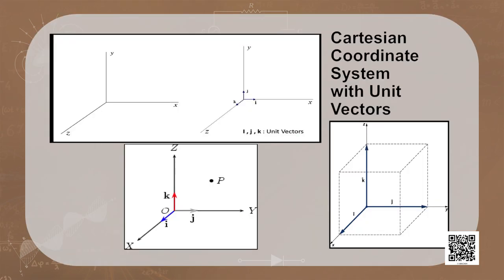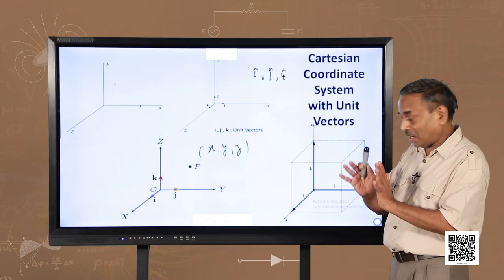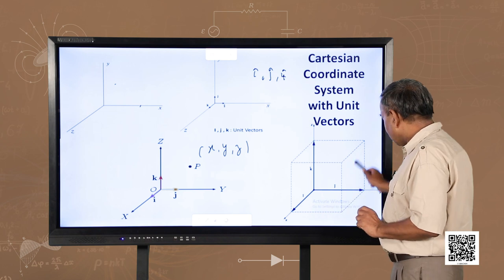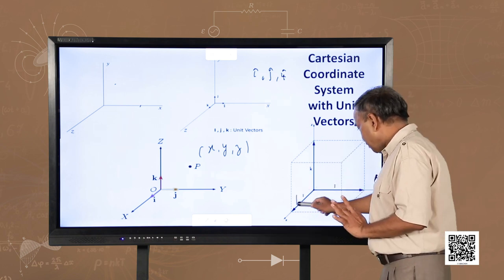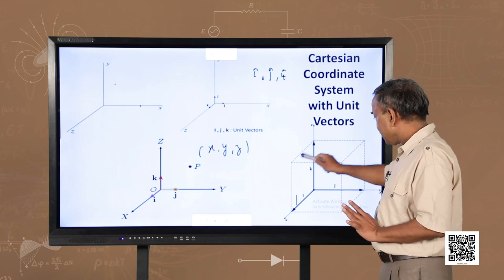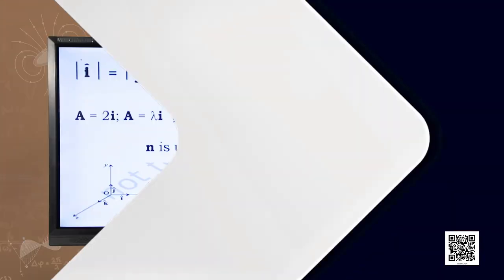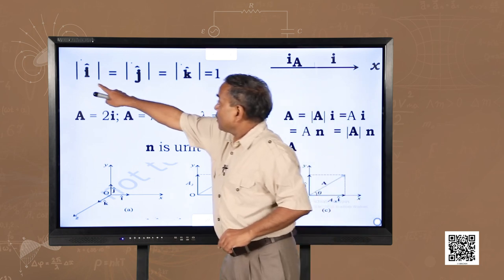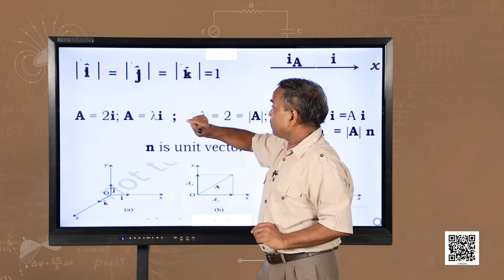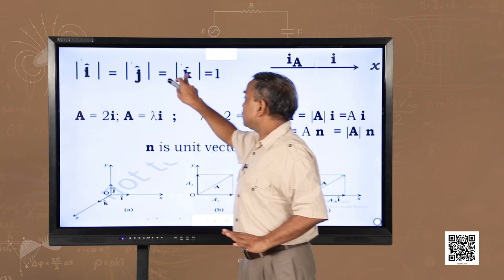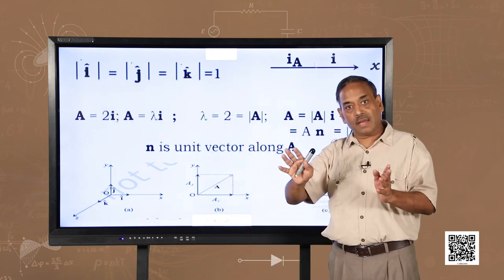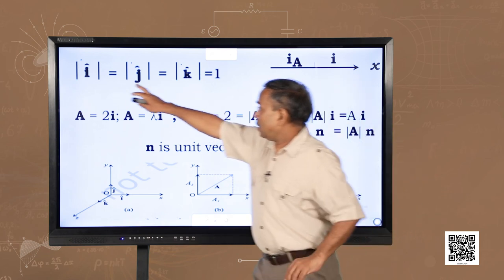Now, if you take a box of it, these unit vectors can further be defined as i, j, k. If you join all those, you will get a cube of unit dimension. Now, look at this i, j, k. Don't worry about this notation. Here I have used caps. Whether you use a cap or not, it is the same thing.